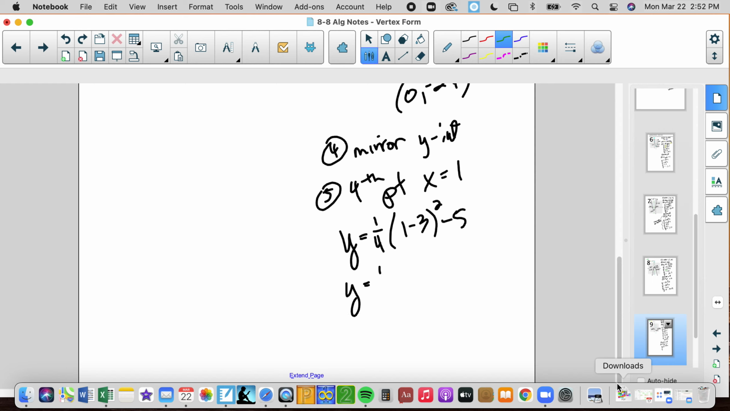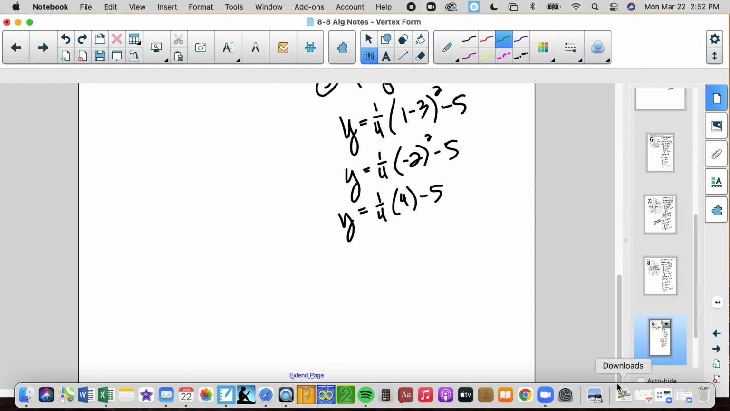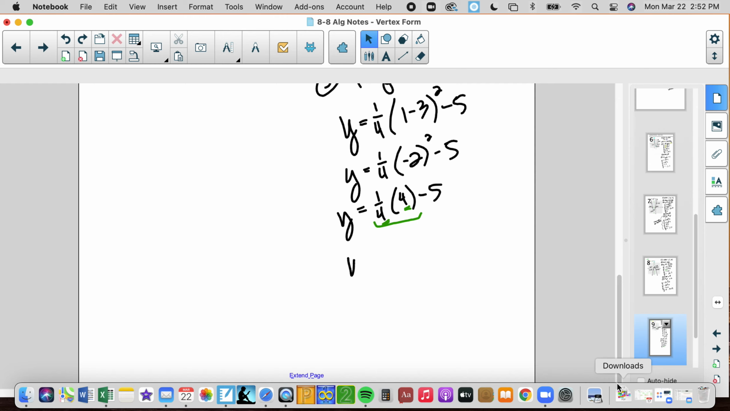We get y equals 1/4. 1 minus 3 is negative 2. Negative 2 squared is 4. Oh, look at that. Now you maybe see what I was talking about. You see that this simplifies because the 4 in the numerator and the 4 in the denominator are going to be able to cancel. So 1/4 times 4 is 1, minus 5 gives us negative 4, excuse me. So when we plug in 1, we get negative 4.